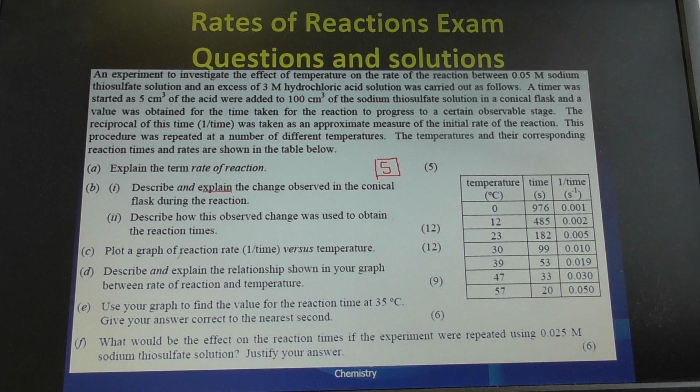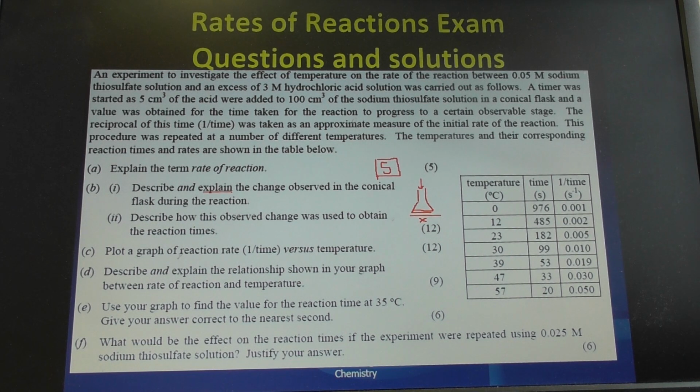Describe how this observed change was used to obtain the reaction time. Effectively, you took the time. In this case, you place the conical flask on top of a page with an X written on it, and then you look downwards into the conical flask and you time the length of time it takes for this X to become obscured. The more sulfur that's present in the conical flask, the X will become less and less clear, and when it's obscured you stop the clock.